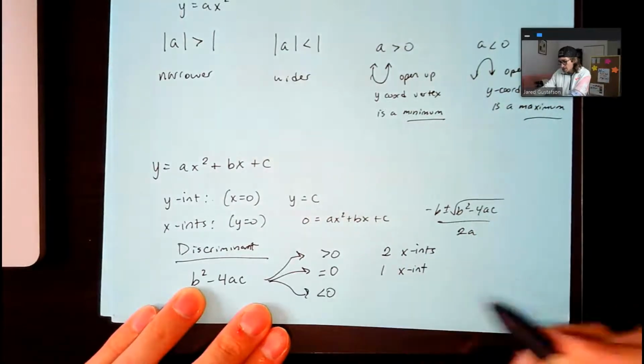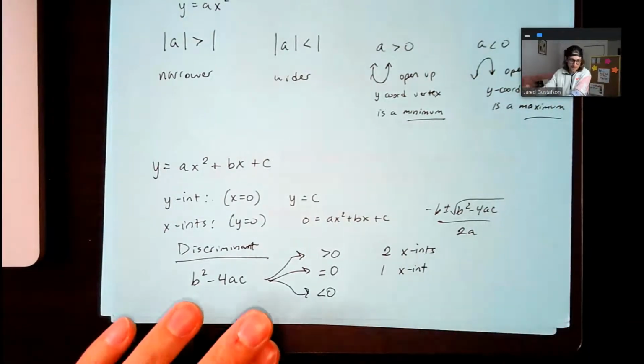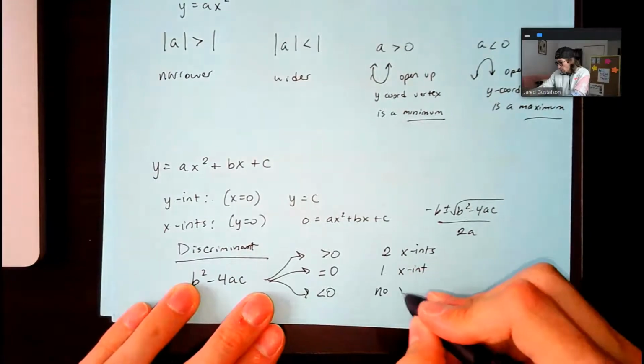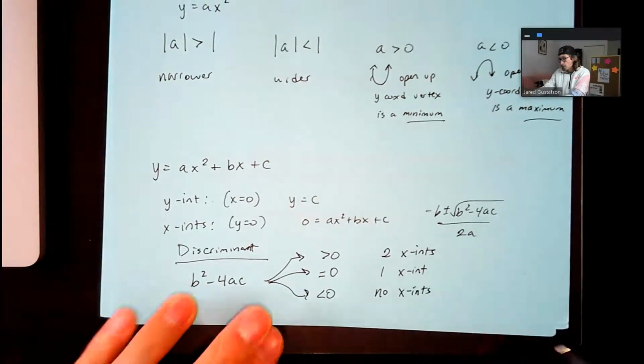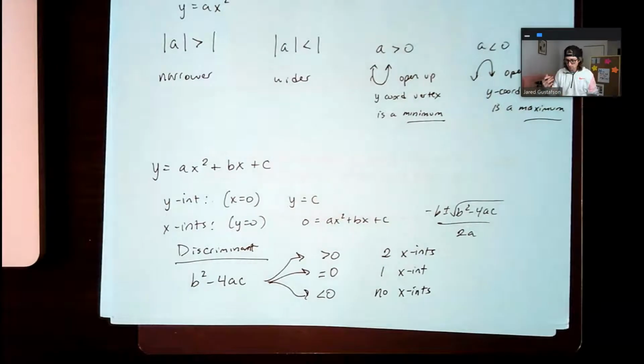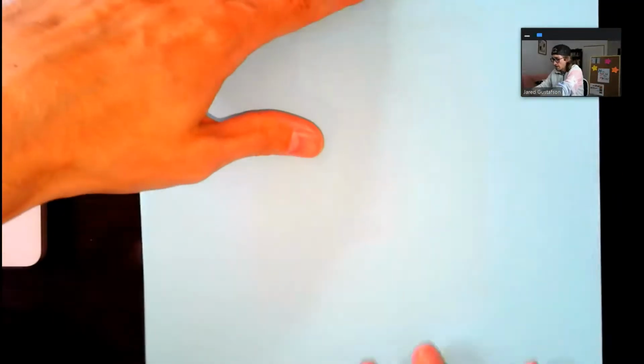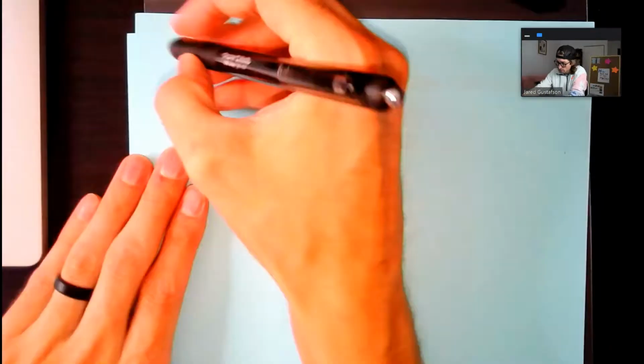Finally, if it's less than 0, that means we're taking a square root of a negative number. So while we have imaginary or complex solutions, when we're looking at a graph on the real plane, we do not see any x-intercepts, because take a square root of a negative number, you get some imaginary junk. All right, so that was standard form. Let's talk about vertex form.